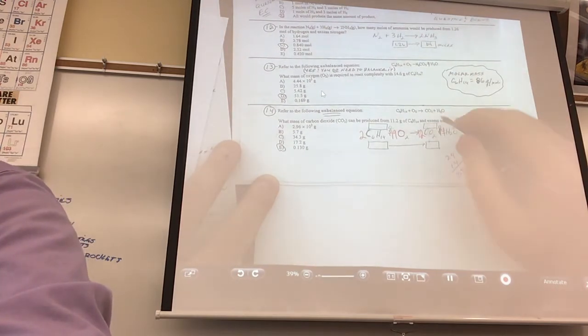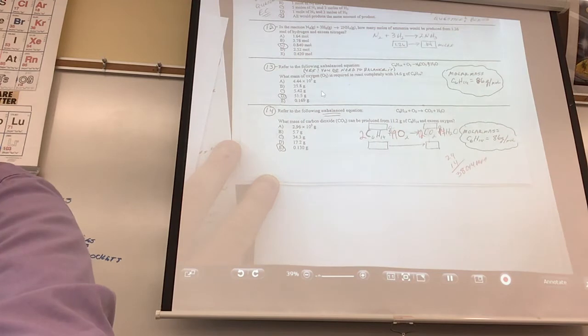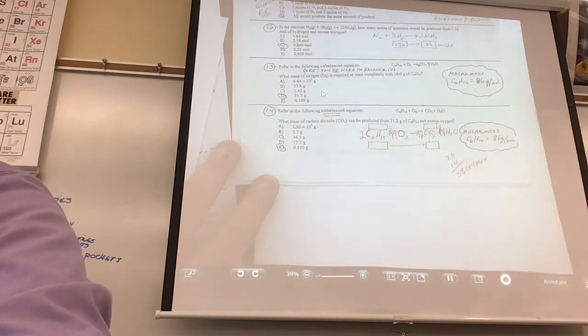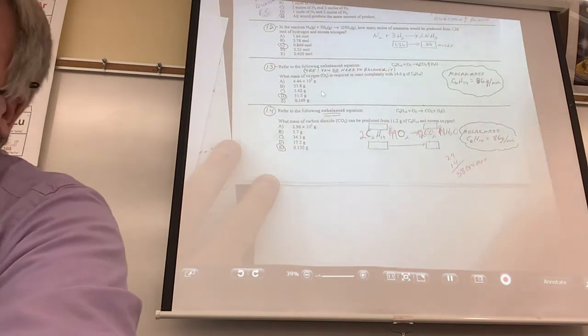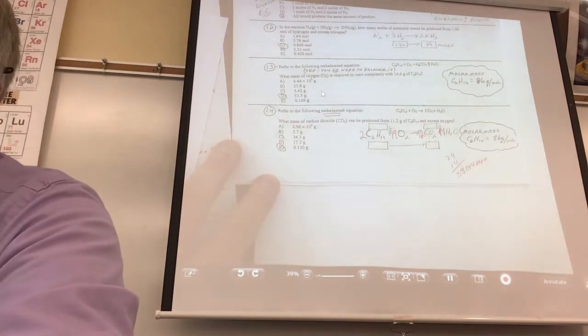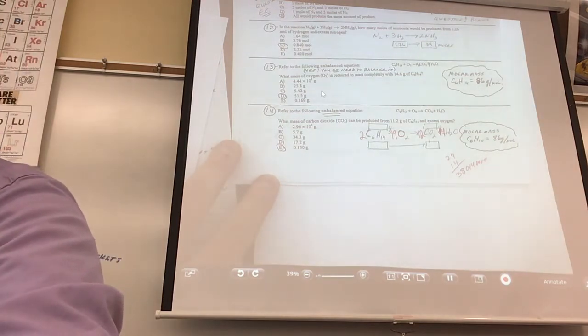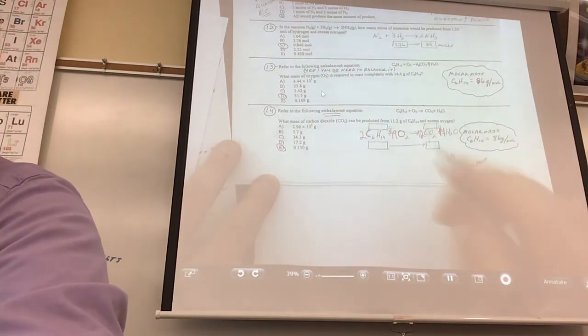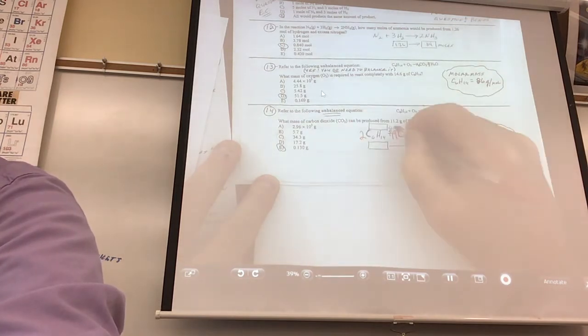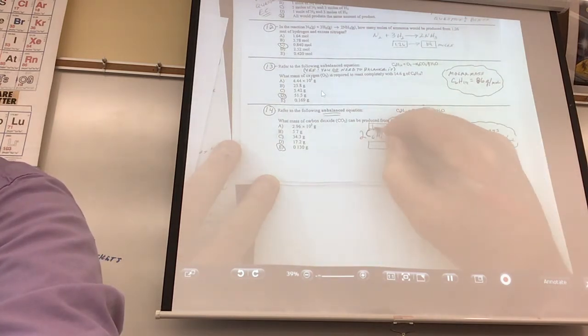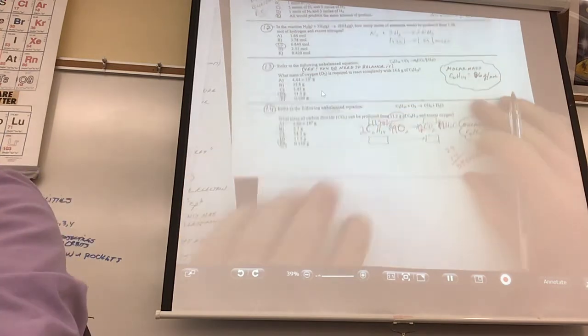And first of all, if they give me excess of whatever, then I don't have to worry about 2 rows of boxes, do I? It's only when they give me either grams of both reactants or moles of both reactants. That's the only time I do 2 rows of boxes. All right, so here we go. In your calculator, let's go ahead and put 11.2 here, grams.